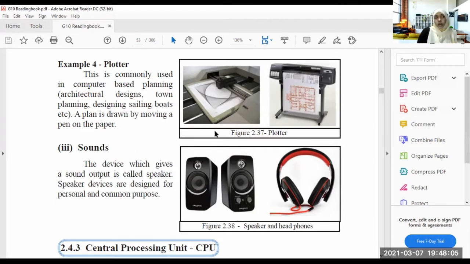Okay. So now you know how the computer gives the output. It gives the output as hard copy, soft copy, or as sounds. You know what a hard copy is, you know what a soft copy is, and you know now what a sound is, right? So we learned about the input devices and the output devices of the computer system. So remember, we are learning about the hardware, right? The hardware of the computer.